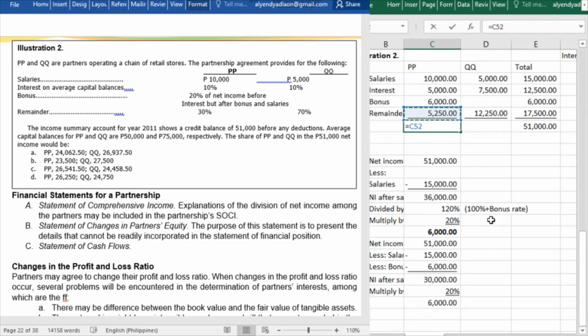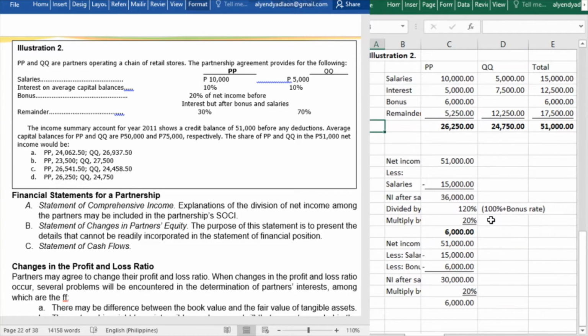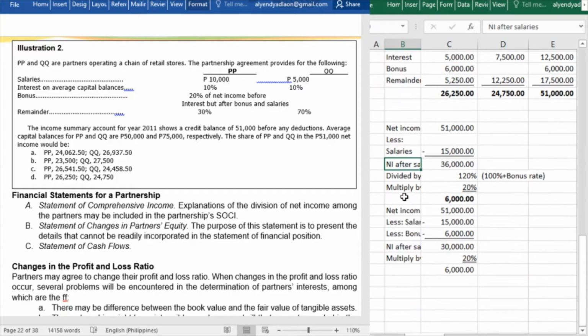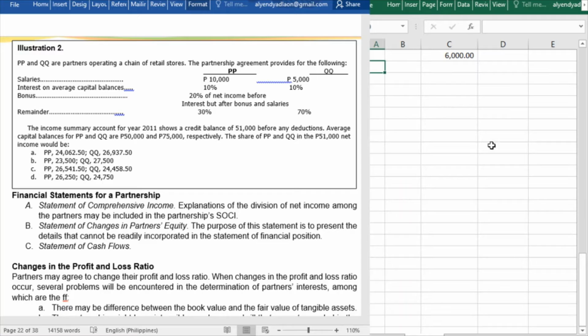Now to sum up, for PP we have 26,250, and for QQ we have 24,750. And as you can see, that is in letter D. Illustration 2 is letter D, PP 26,250 and QQ 24,750. So I just hope that you understood my discussion.